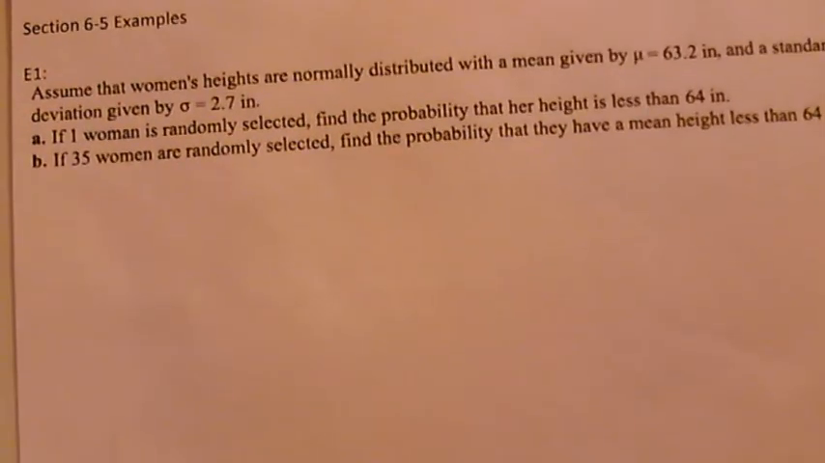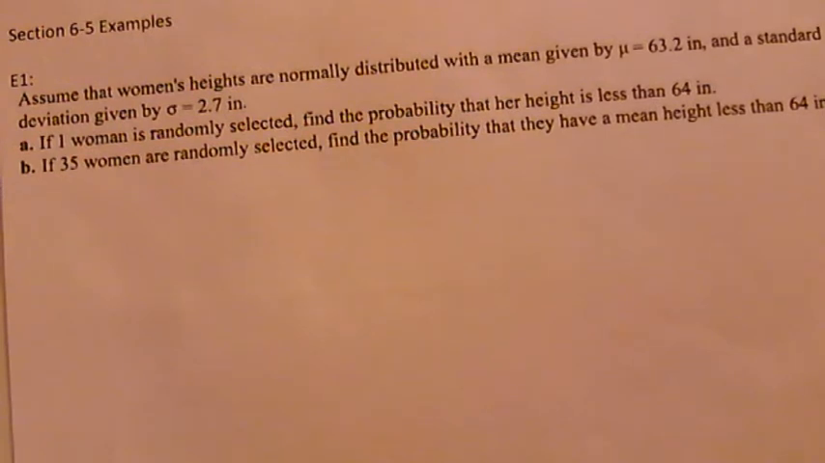Let's start with something like this. Assume that women's heights are normally distributed with a mean given by mu is equal to 63.2 and a standard deviation given by sigma is equal to 2.7 inches. Now in this case, we want to do parts A and B. And part A is this. If one woman is randomly selected, find the probability that her height is less than 64 inches.